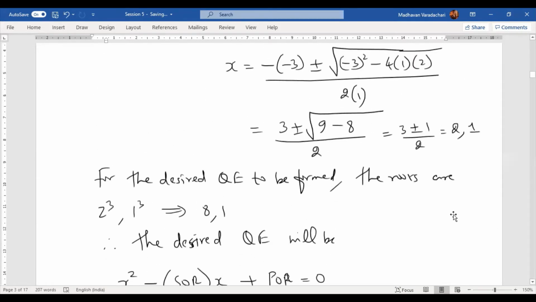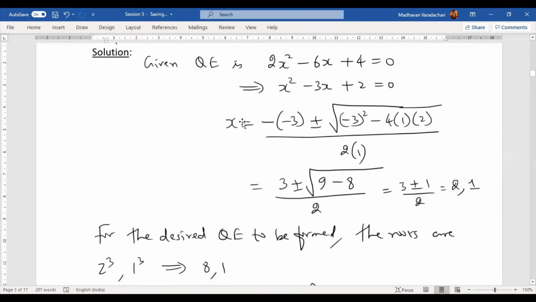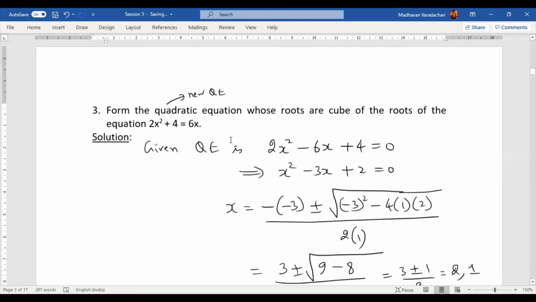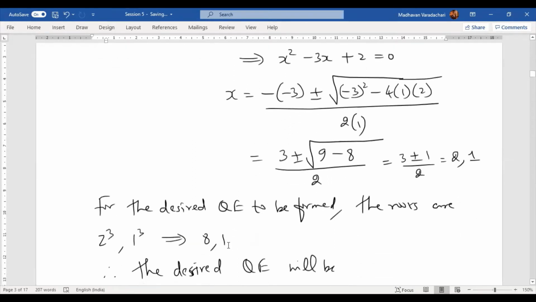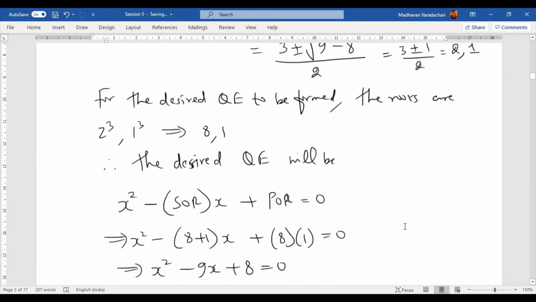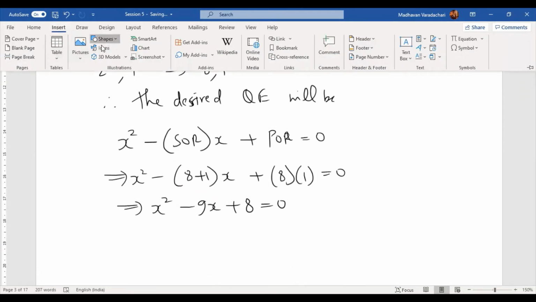So what we did, whatever equation was given, we first found out the roots by using the formula. We got the roots as 2 and 1. Then the question says, form a quadratic equation whose roots are cube of the roots. Already we found the roots. Now we took the cubes of that. 2 cube is 8, 1 cube is 1. Considering those two as roots, we formed the quadratic equation. That's what we did in this question.